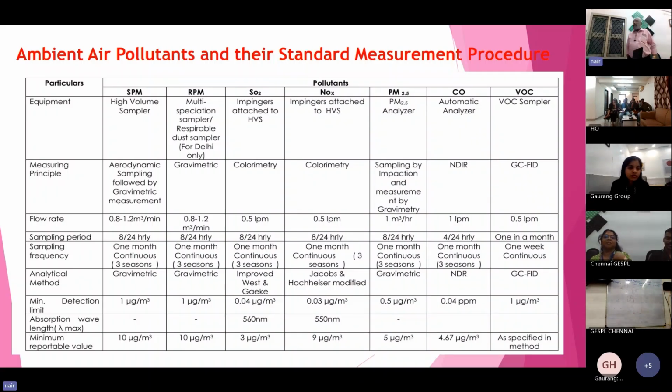Ambient air pollutants and their standard measurement procedure. See, once I have seen somebody doing the ambient air quality monitoring. I went to the station and I saw it. He came there, he switched on the high volume sampler. Then he put a filter paper. I asked him how he put the filter paper. So, I simply put the filter paper.